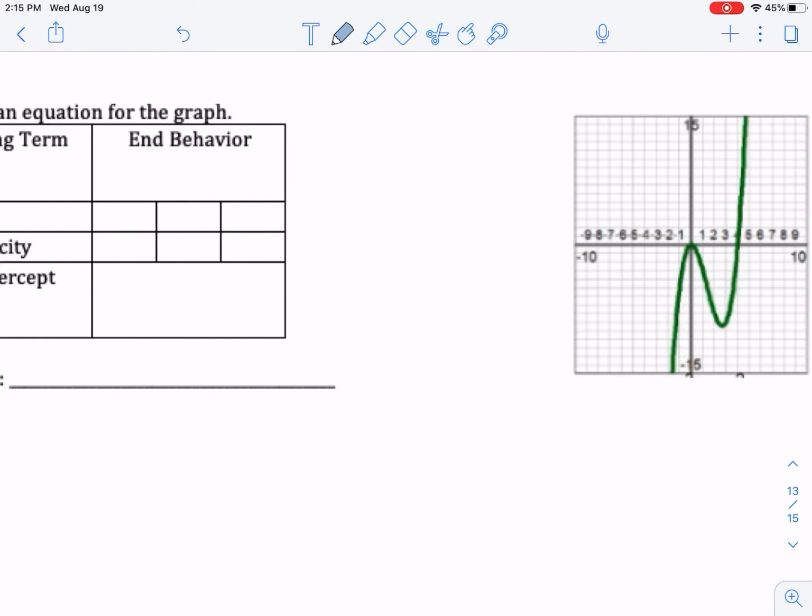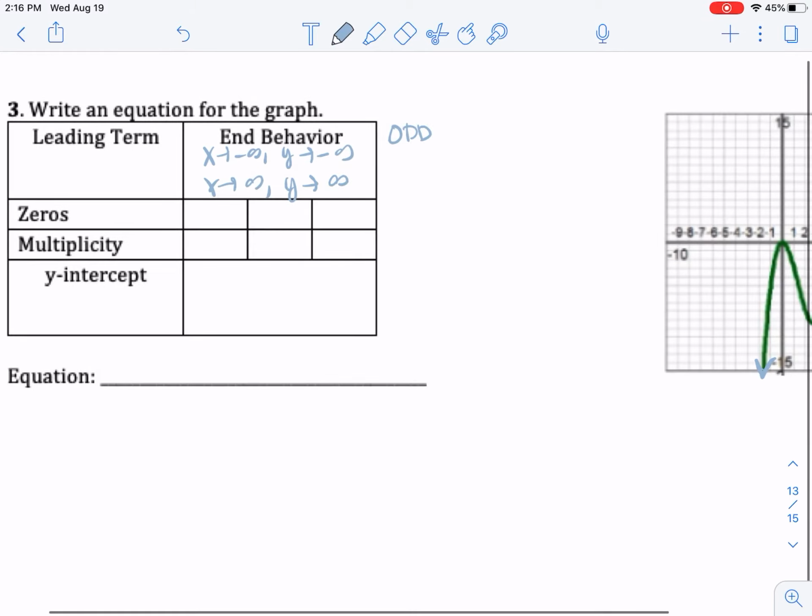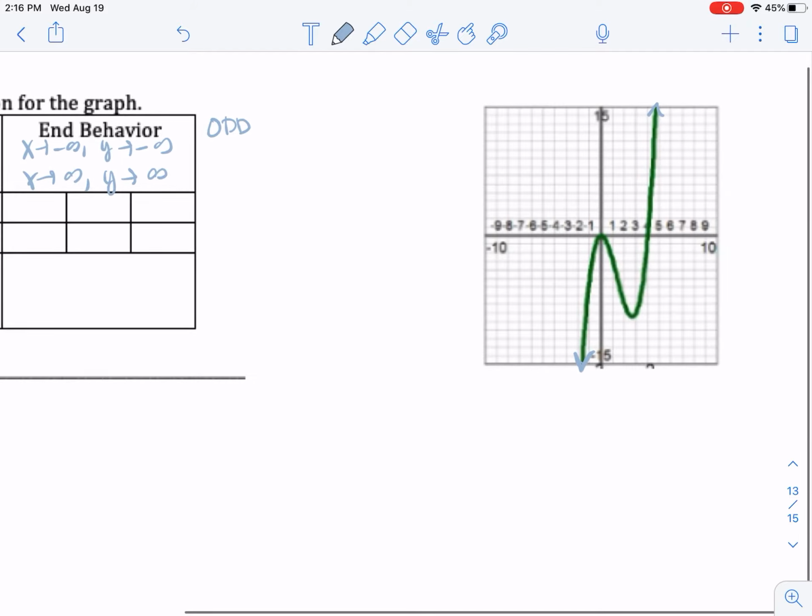So first off, my end behavior, they're going in opposite directions. So my left is going down and my right is going up. So that tells me that it's odd because they're going in different directions. And it's positive because the right-hand side is going up.